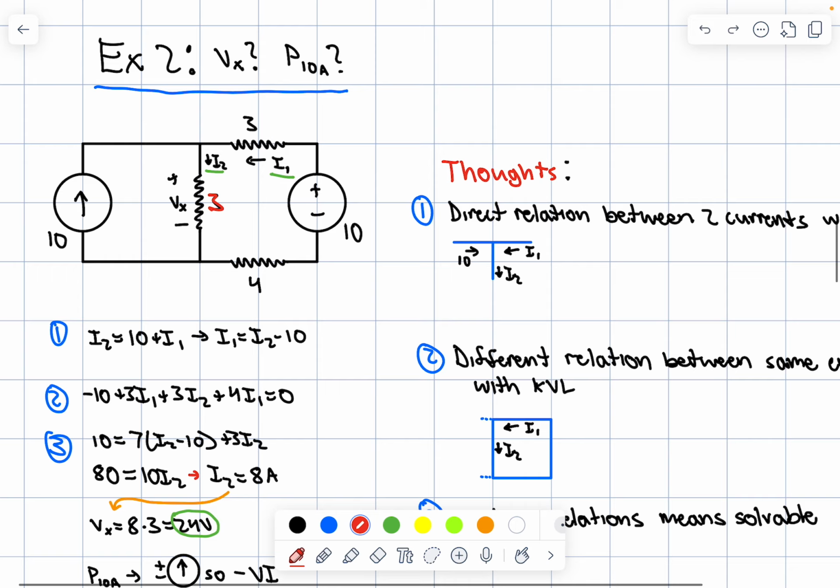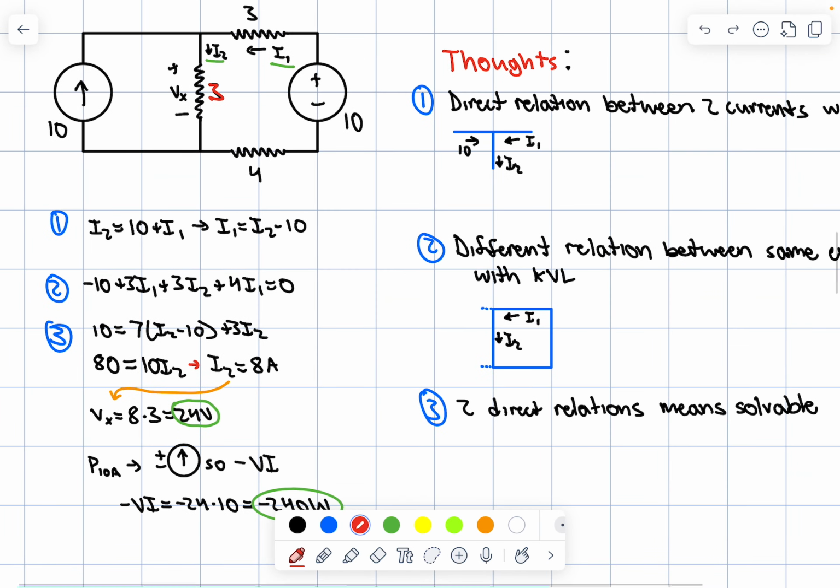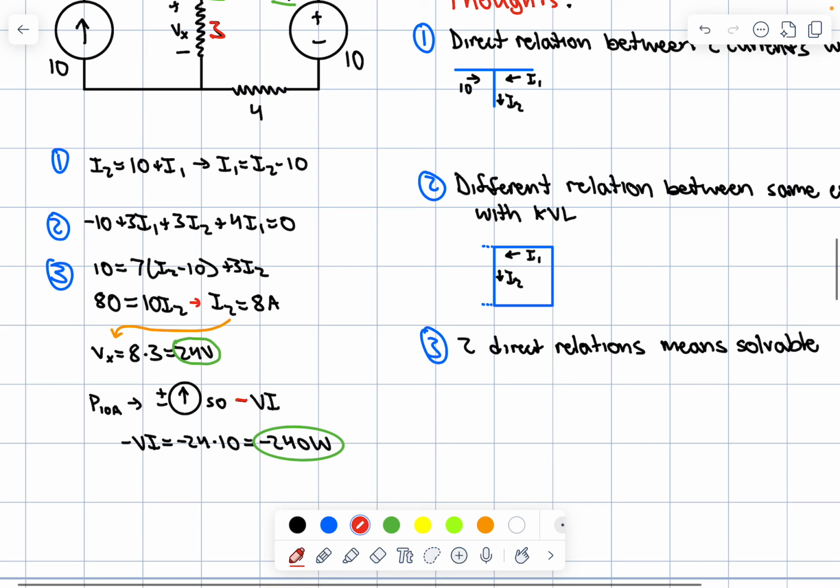And that was the answer, by the way, to part A, was to find Vx. So we've done just that. And then using that 24 volts as V for our VI equation to find power, we just need to look at orientation. Well, Vx is positive, negative, and the arrow is going from the negative to the positive. So it's the same orientation. So we need to add a negative in there. And let's do that. So we have negative VI.